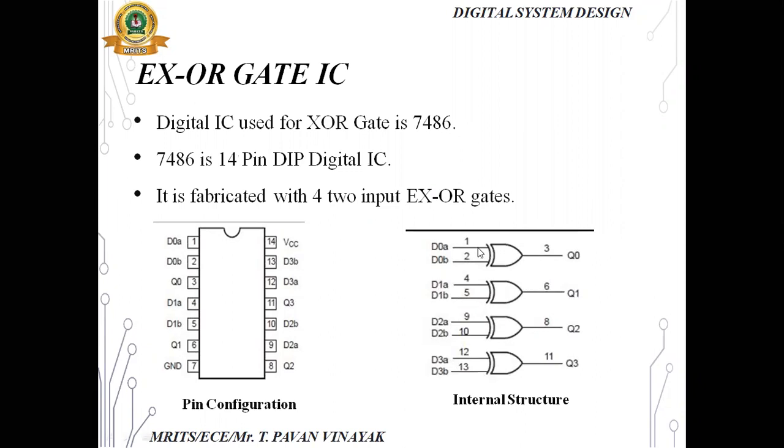Pins 1, 2 are inputs, the third one is output. 4, 5 are inputs, the sixth one is output. 9, 10 are inputs, the eighth one is output. 12, 13 are inputs, the 11th pin is output. Remember these things.